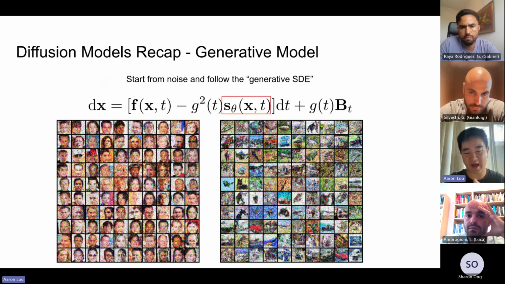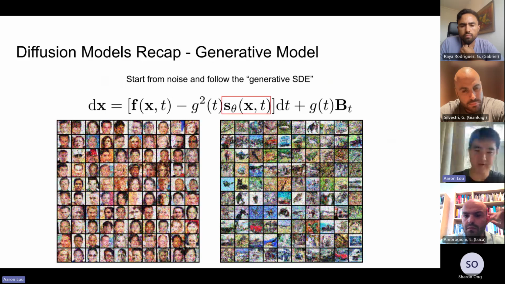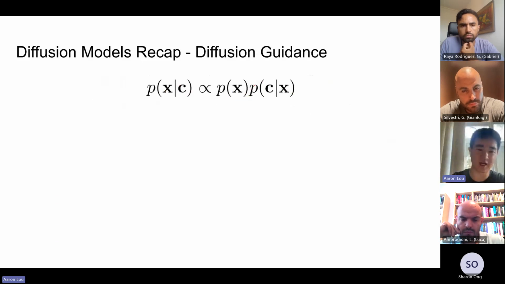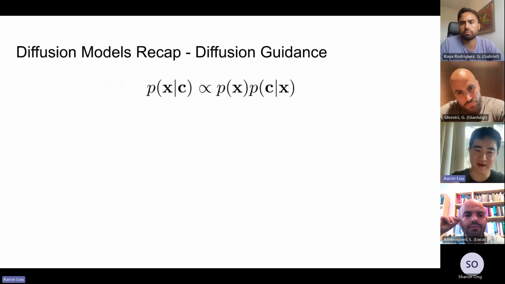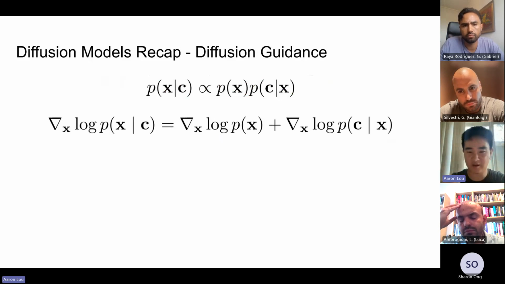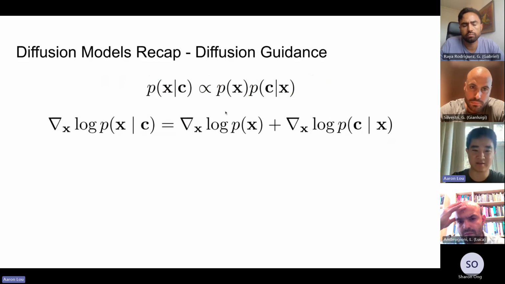And another interesting thing that we have, and this is something that people use a lot in practice and will be important later, is this nice notion called diffusion guidance. Effectively, by Bayes' rule, our conditional probability distribution P of X given C is proportional to the probability distribution of X times the probability of C given X. And we can take a gradient log operation, and everything decomposes based off of linearity, and we get the following decomposition of score functions.